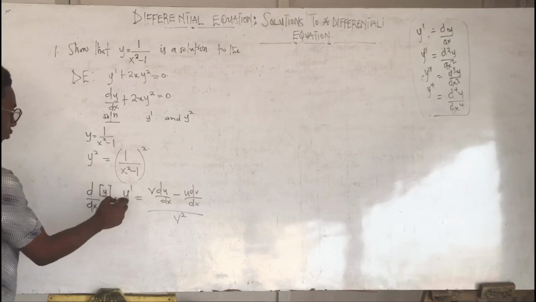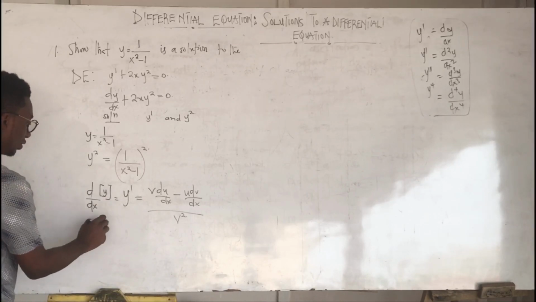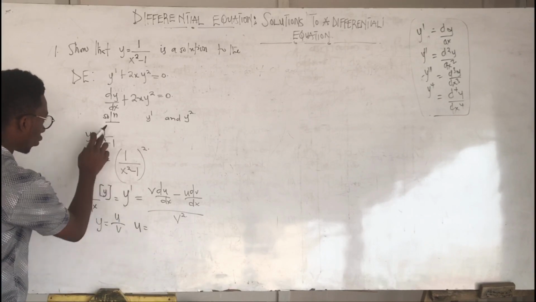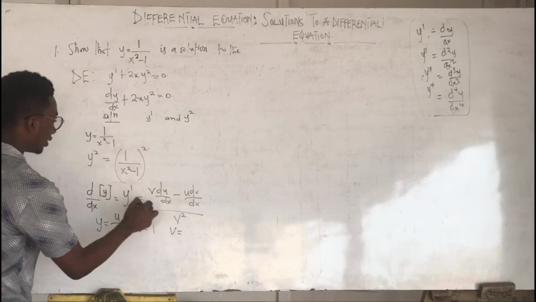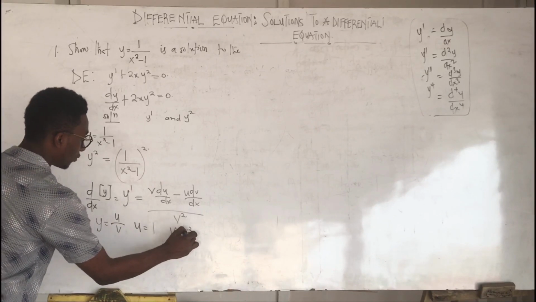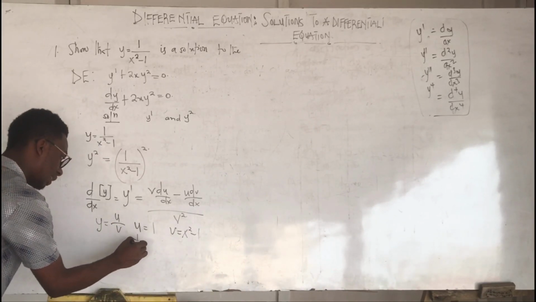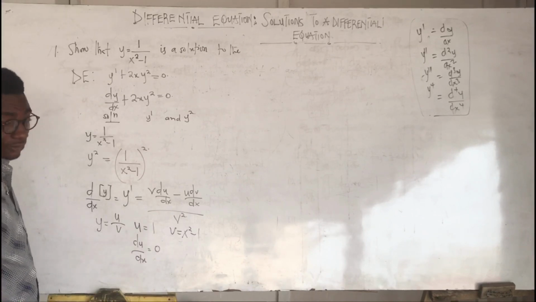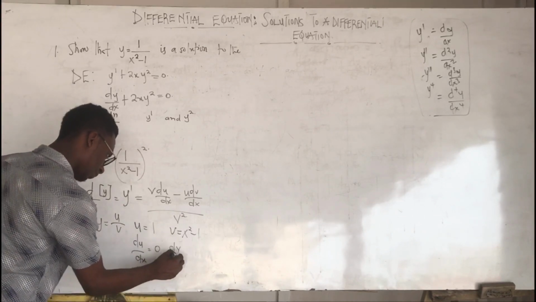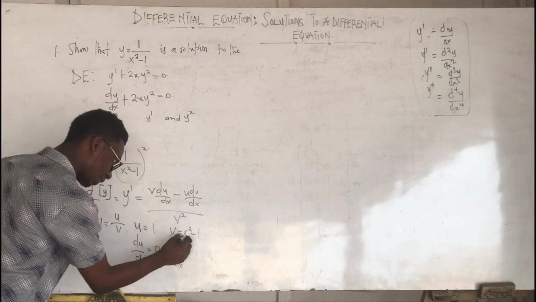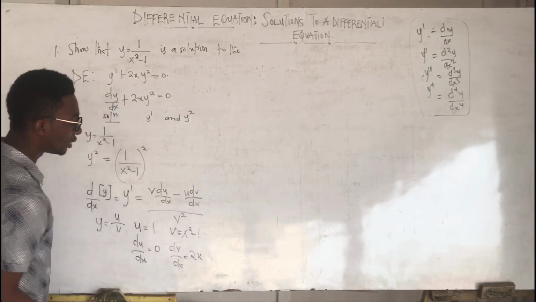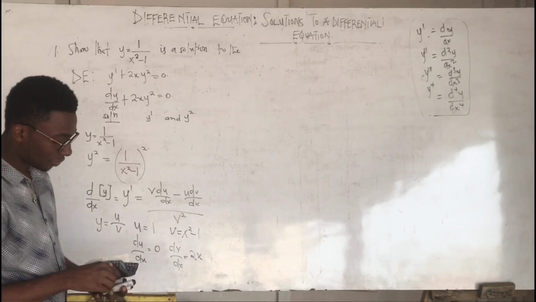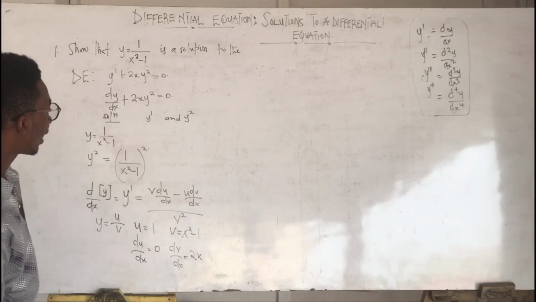We take y as u over v. So u is equal to 1 and v is equal to x squared minus 1. Now if you take du/dx, you get 0, since if you differentiate a constant you get 0. And if you differentiate v, you get 2x minus 0, which is the same as 2x.